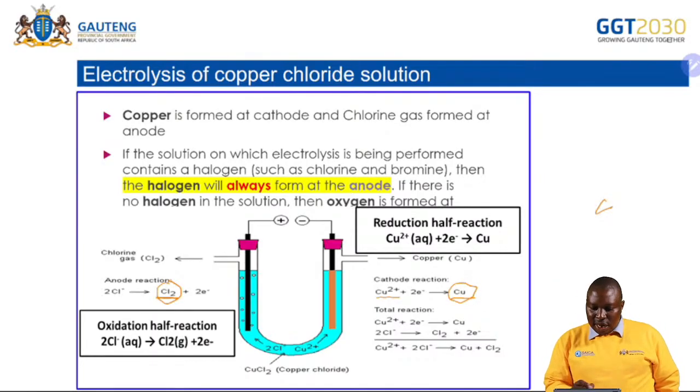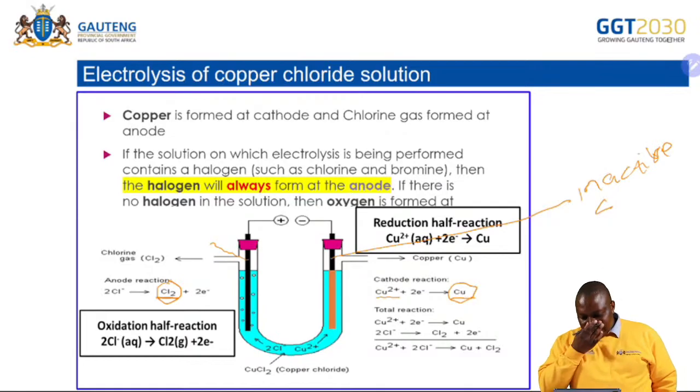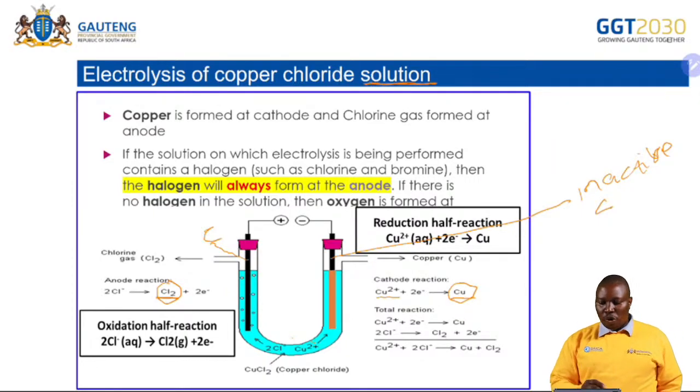You can see all along we're using the same electrode, which we say is an inactive electrode. We refer to it as inactive because it's not taking part in the reaction. For example, we're using carbon electrodes here. The reaction is taking place where we have copper chloride, CuCl2. So we refer to this as electrolysis of copper chloride solution. We say solution because it's in water, so there is water inside here.